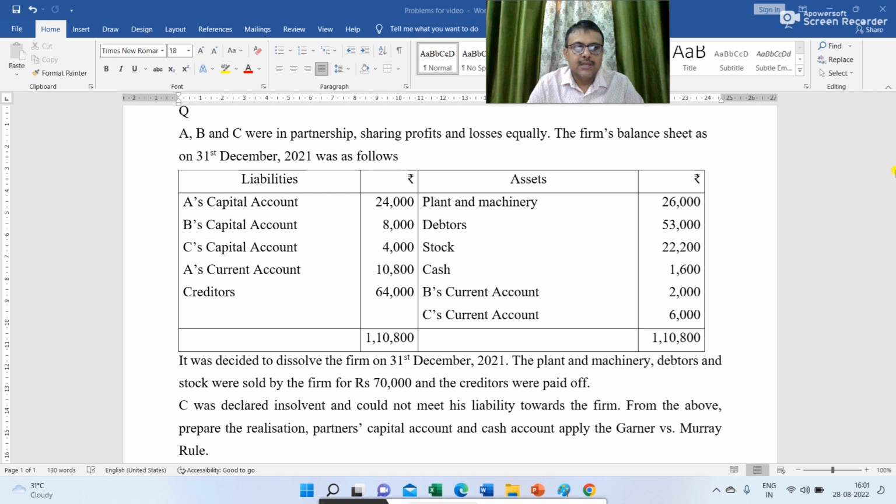It was decided to dissolve the firm on 31st December 2021. The plant and machinery, debtors and stock were sold by the firm for rupees 70,000 and the creditors were paid off. C was declared insolvent and could not meet his liability towards the firm. From the above, prepare the realization account, partner's capital account and cash account. Apply the Gardner versus Murray rule.